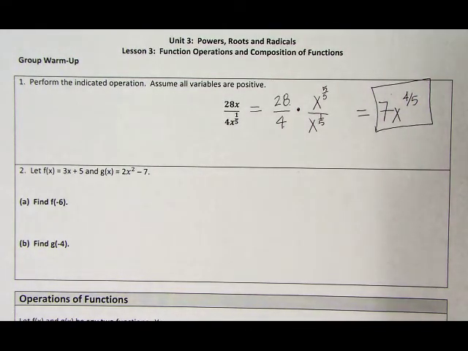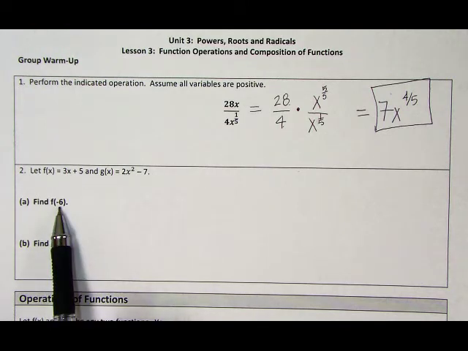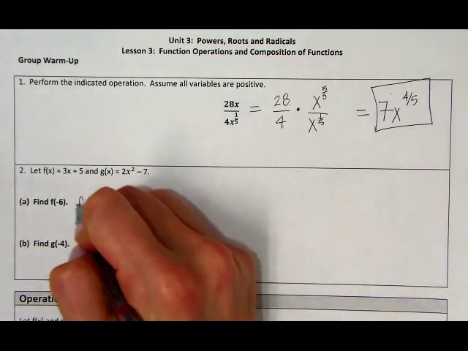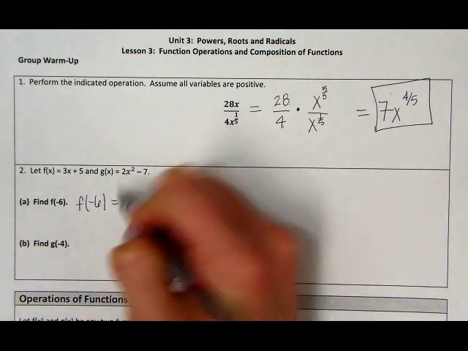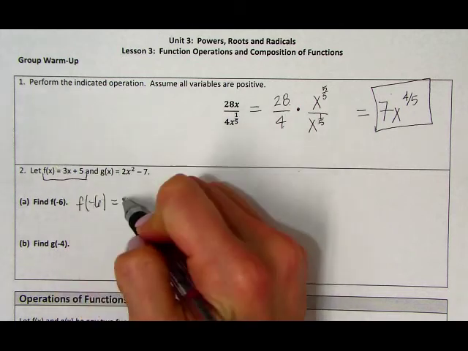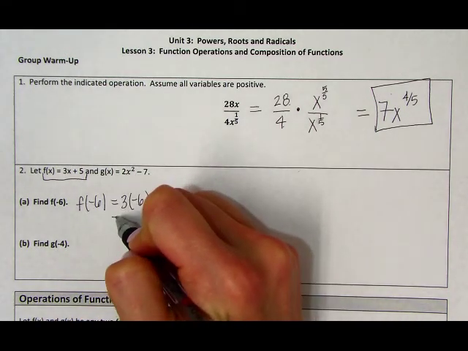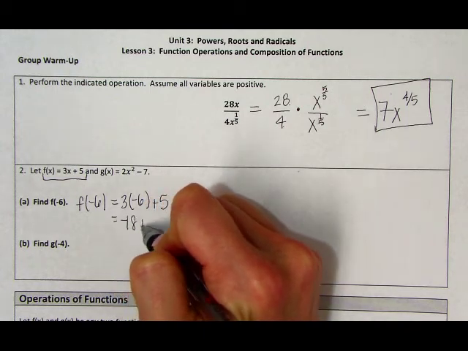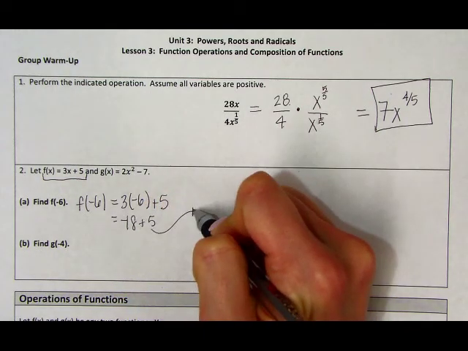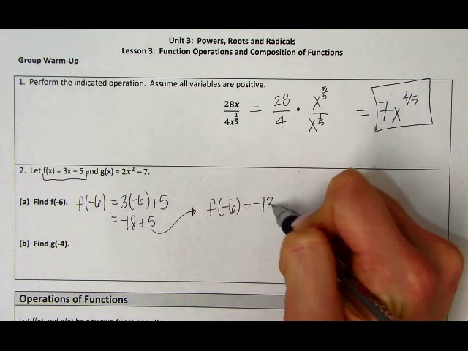In number 2, I have f of x and g of x. And in letter A, they want us to find what the function is for f of x when x is equal to -6. So in this case, I just go f of -6 is equal to, I replace this function. Wherever I have an x, I plug in -6. -6 times 3 gives me -18 plus 5, which gives me f of -6 is equal to -13.